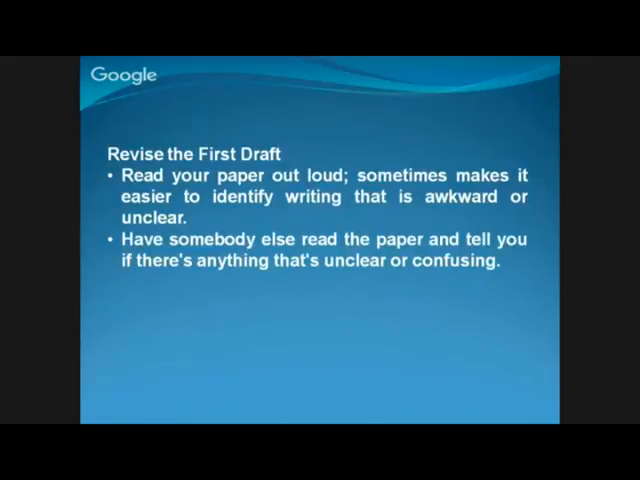So tell your friend to feel free to give feedback. Have somebody else read the paper and tell you if there is anything that is not clear or that is confusing. Okay.